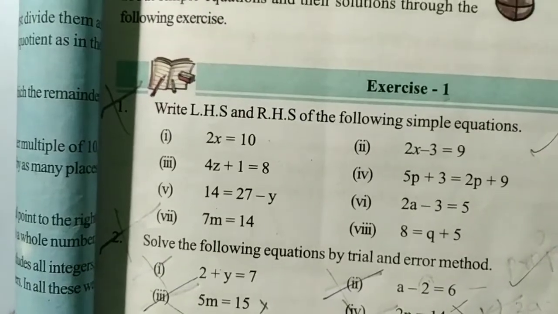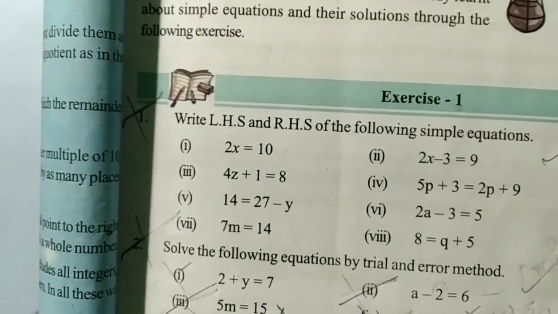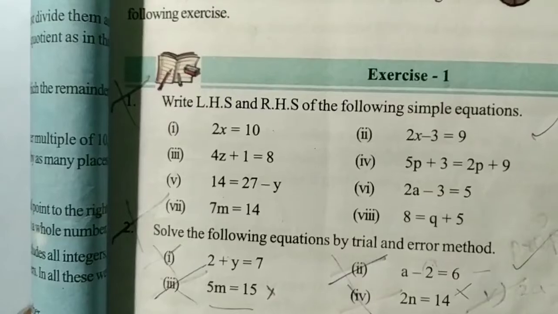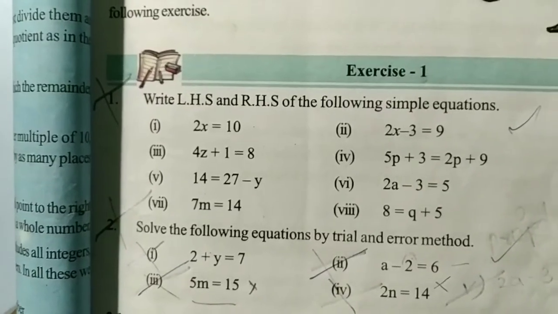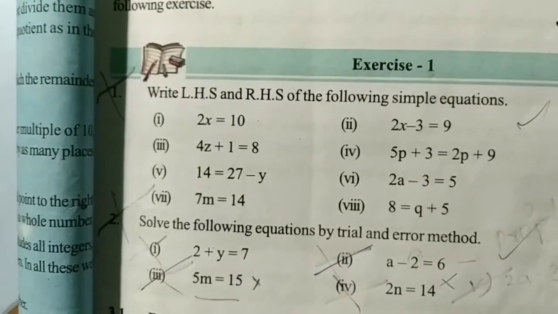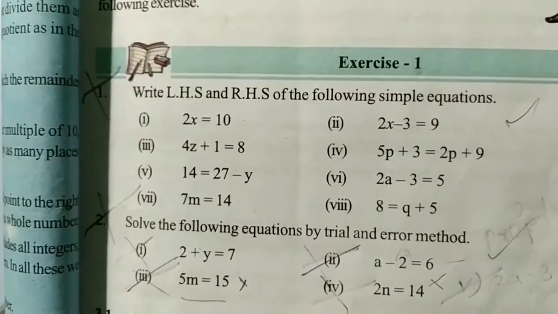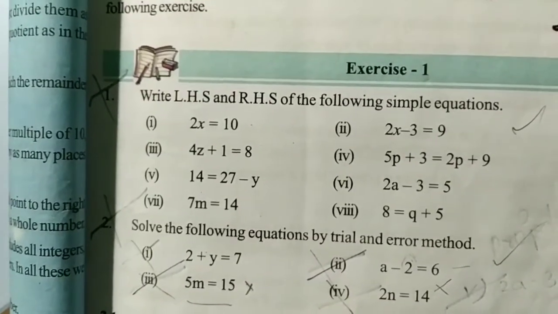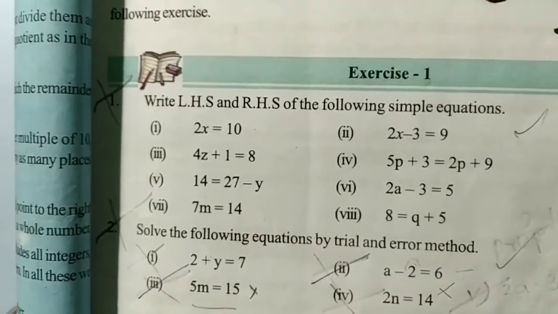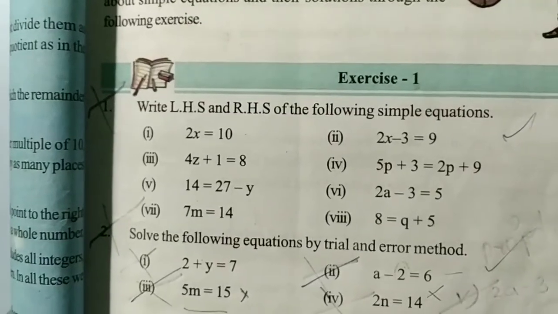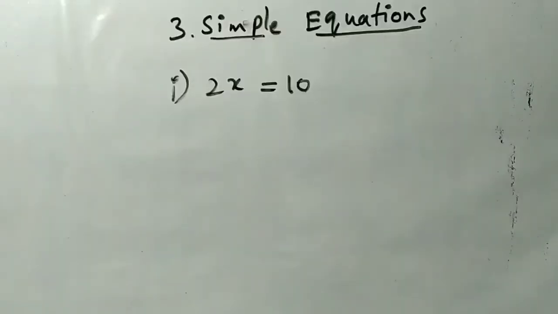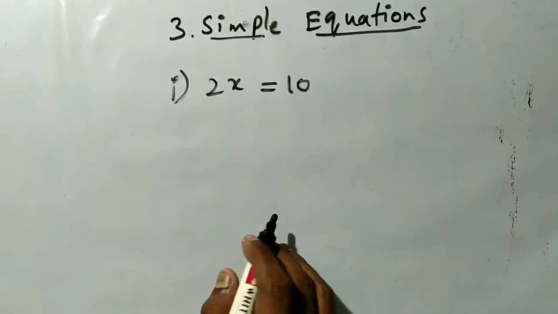This is the first exercise of simple equations. The first bit is we have to write the LHS and RHS of the following simple equations. That is 2x is equal to 10 rupees. We have to find x, and we have to prove that LHS is equal to RHS, that is left hand side is equal to right hand side. This is the first equation.